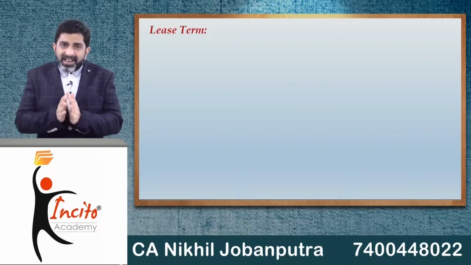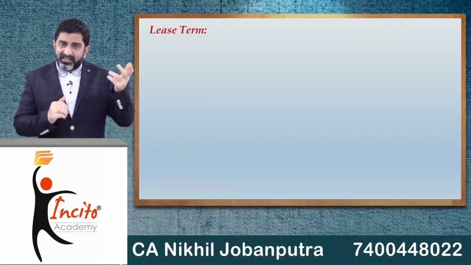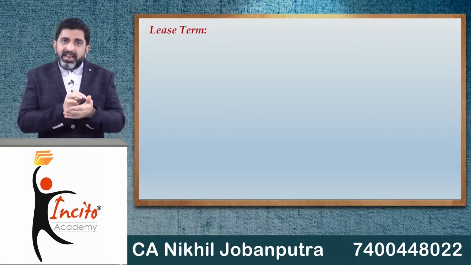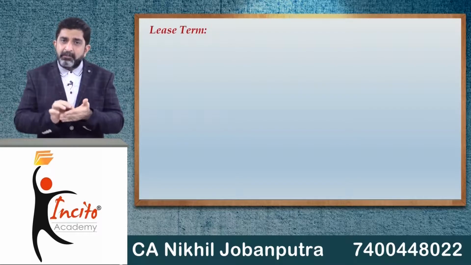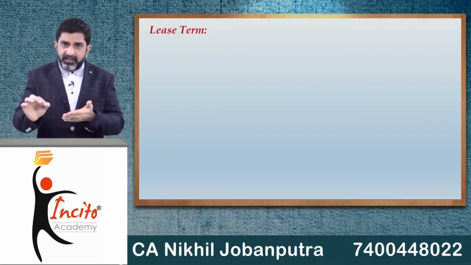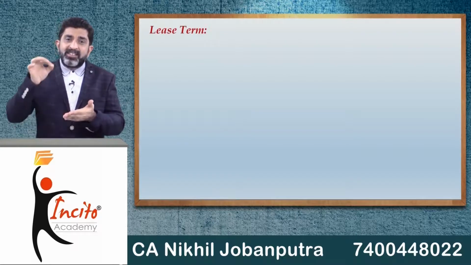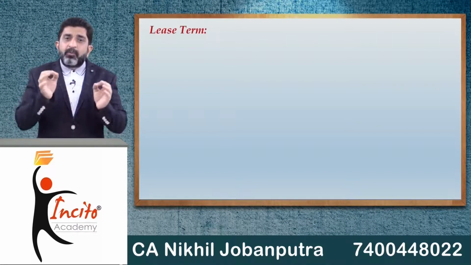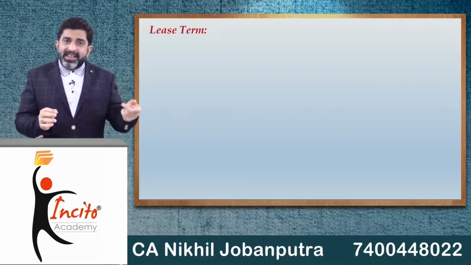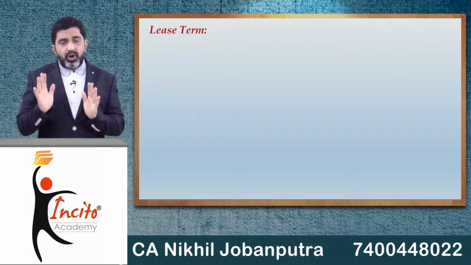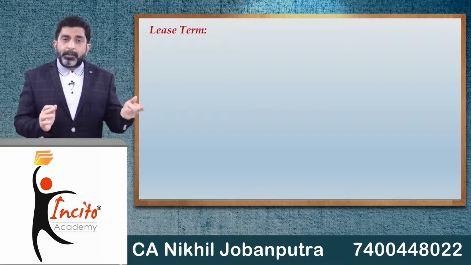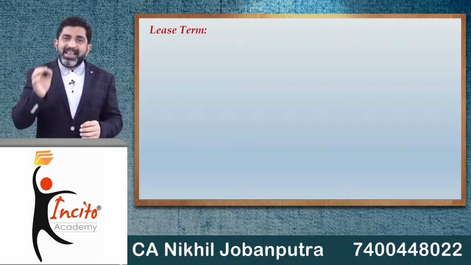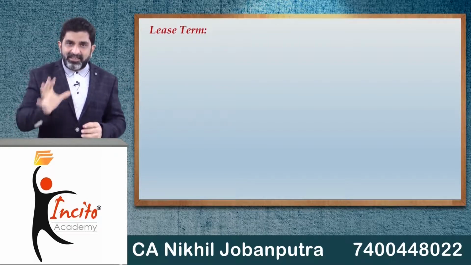So the agreement between the lessee and the lessor was drafted this way: the premises have been given on lease for 5 years, the lock-in period is 3 years, and the lessee can decide whether to renew the lease for the later 2 years or not. That means the renewal option or the extension option is resting with the lessee.